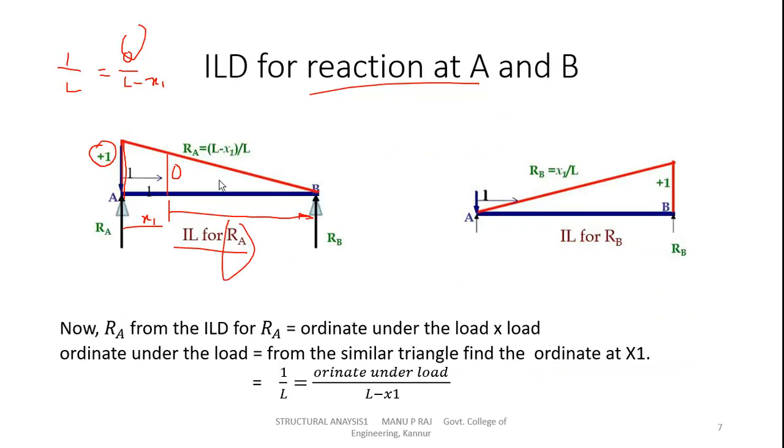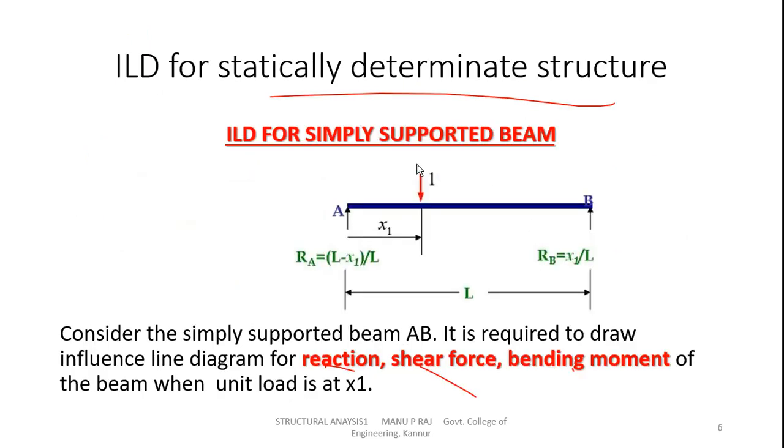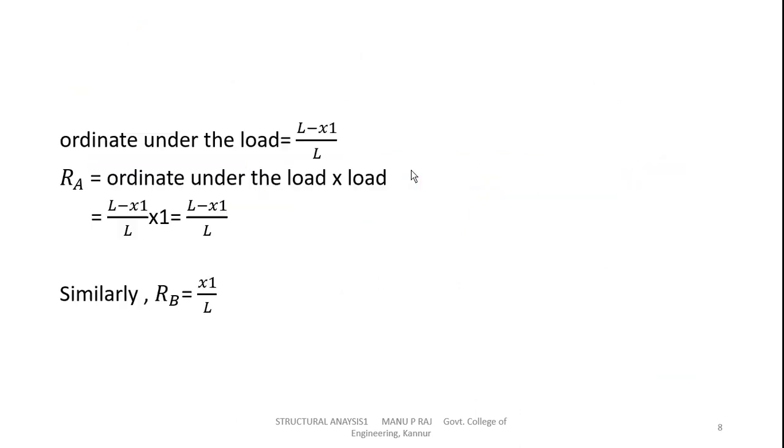the ordinate is L minus x1 divided by L, and the magnitude of the load is 1. So we'll get RA equal to the ordinate under the load into the load, equal to (L minus x1) by L into 1, equal to (L minus x1) by L.